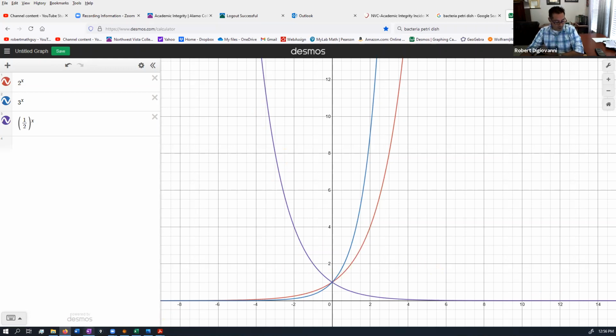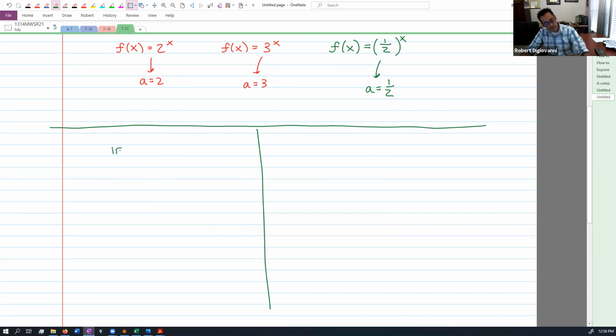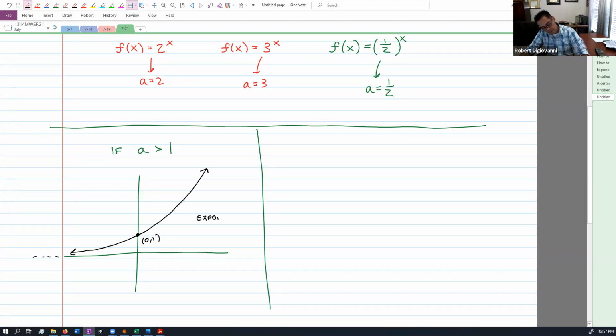So in general, when you're looking at exponential functions, you have two cases. If the a is bigger than 1, your graph must look like this. And it must go through the point 0, 1. All of them do. This is called exponential growth. That's what you hear about on the news.